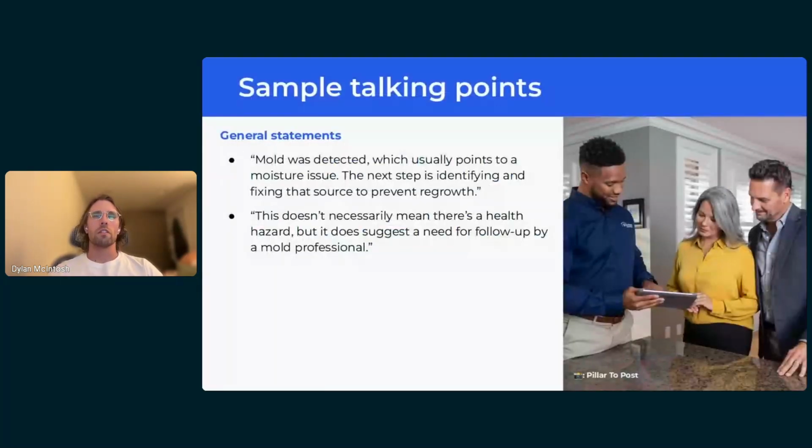When answering questions from your clients, you want to stick to some key talking points unless you have specific training or knowledge that's relevant to mold. So make general statements like: mold was detected, which usually points to an underlying moisture issue. The next step is identifying and fixing what moisture issue was present to prevent regrowth. It doesn't necessarily mean there's a health hazard or not. As a home inspector, I'm not able to say on that topic, but it does suggest that you should consider a follow-up with a specific mold professional.